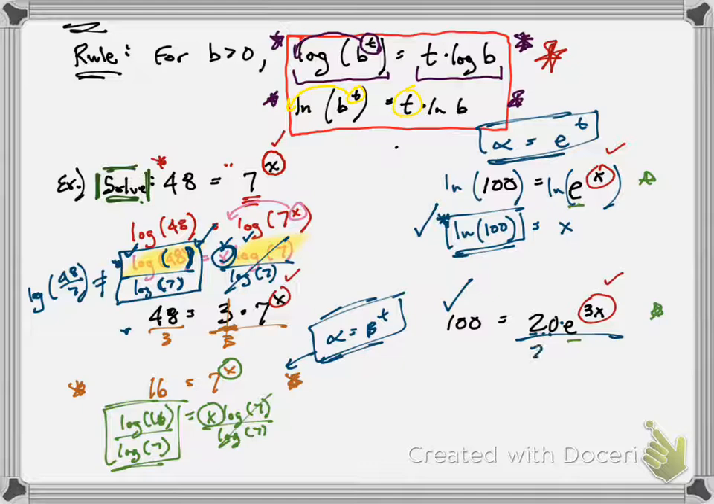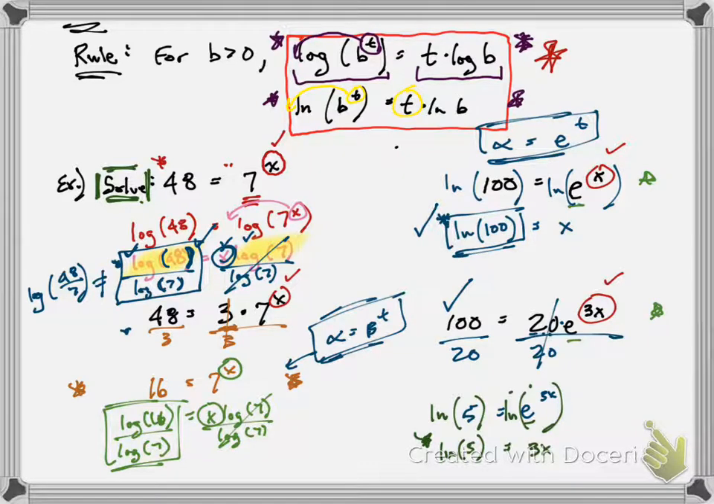So before taking natural log, I'll divide both sides by 20. 100 divided by 20 is 5. 5 is equal to e to the 3x. Now we're ready for natural logs. Again, I'm using a natural log because my base is e. So the natural log of 5 is equal to the natural log of e to the 3x. Well, the natural log of e to the 3x is 3x. And so 3x is equal to the natural log of 5. This is exact. Nothing's been rounded.